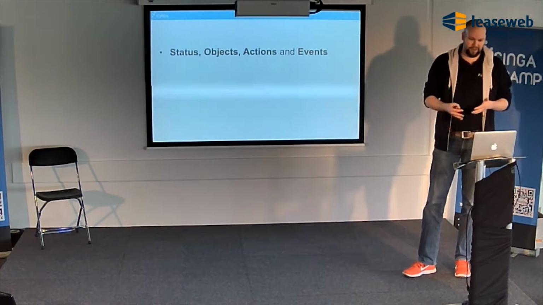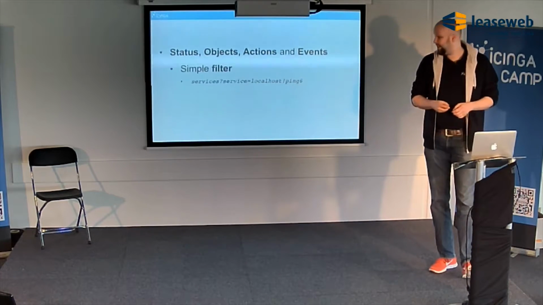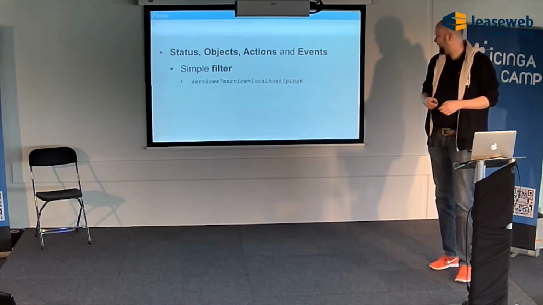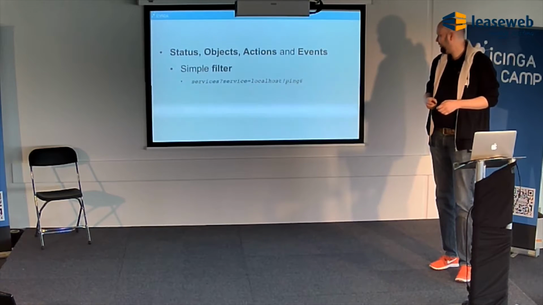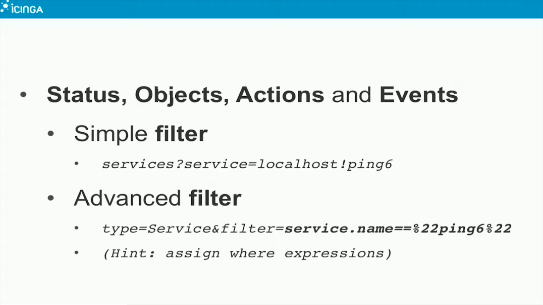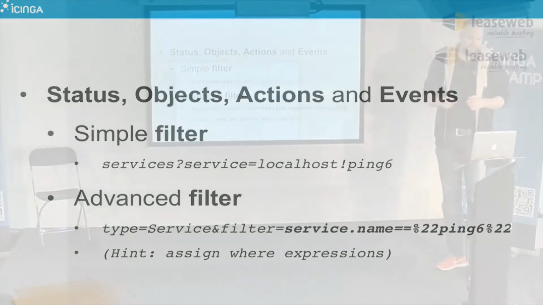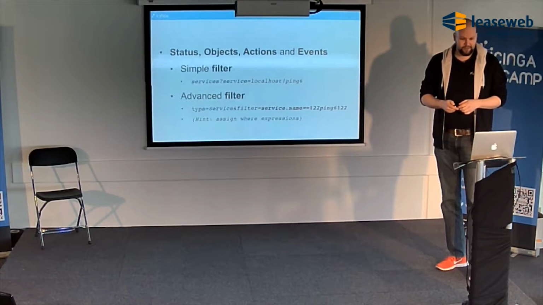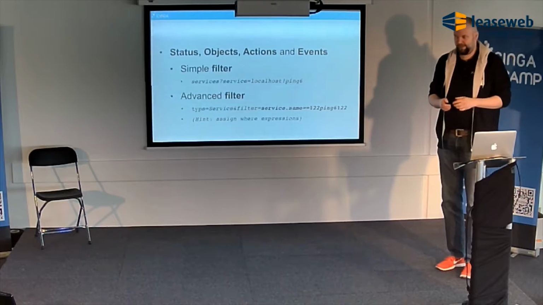In terms of filtering, we have status, objects, actions in the events. So it's not just you blowing everything into it. You could go for a simple filter, which, for example, could be used to acknowledge a certain problem within an action. You're just querying for services or using the full name, which is the host, the exclamation mark, and then the service name. Or you could also use the advanced filtering, which is basically the same language from the Icinga 2 DSL, which in this example just uses a comparison of the service name. But you could also go for match, regex, union, intersection functions even. So it's pretty much everything you ever wanted from an API, in my opinion.